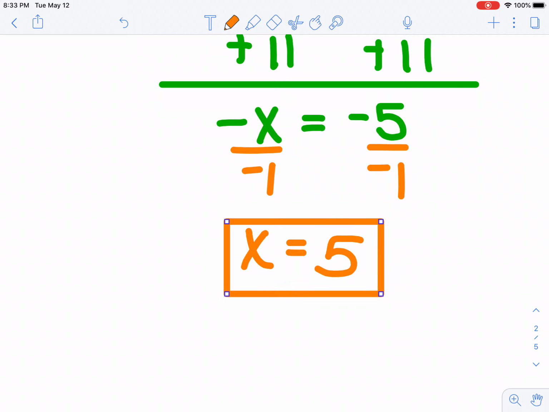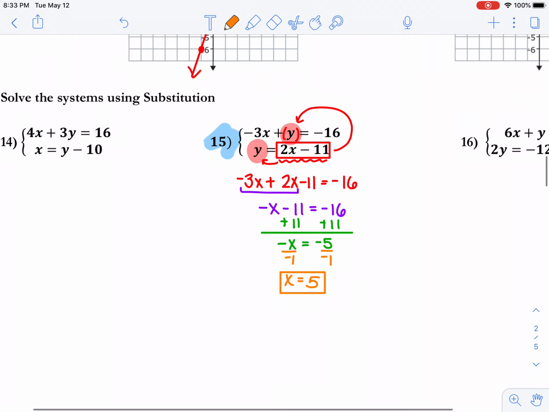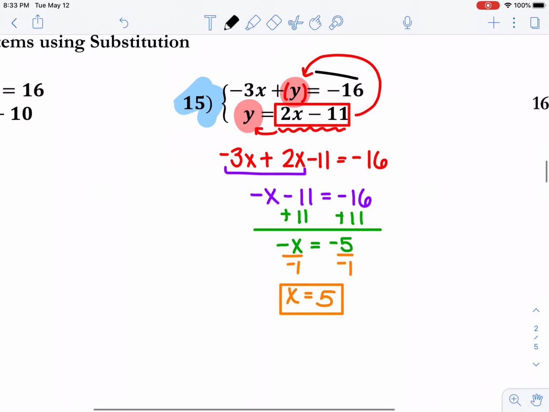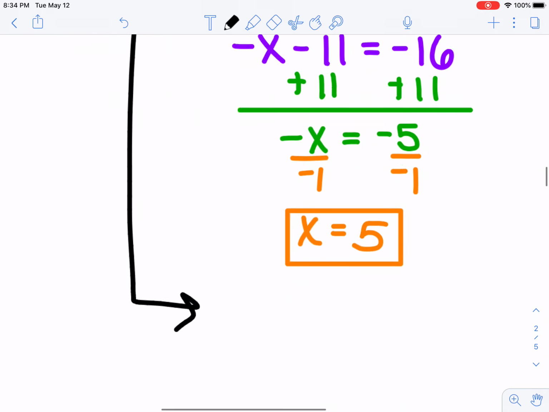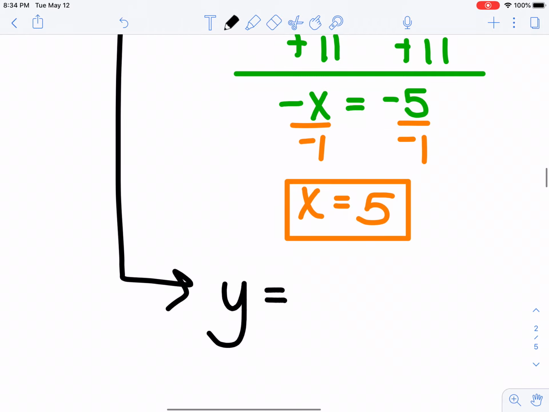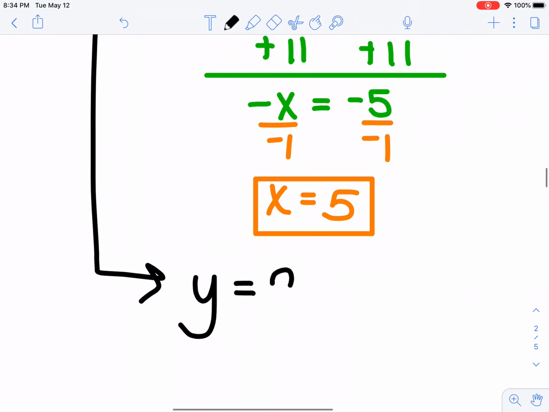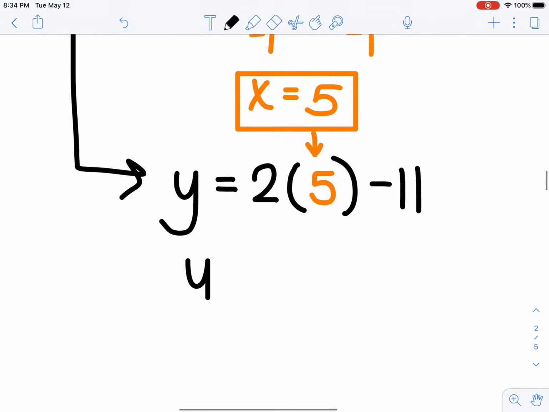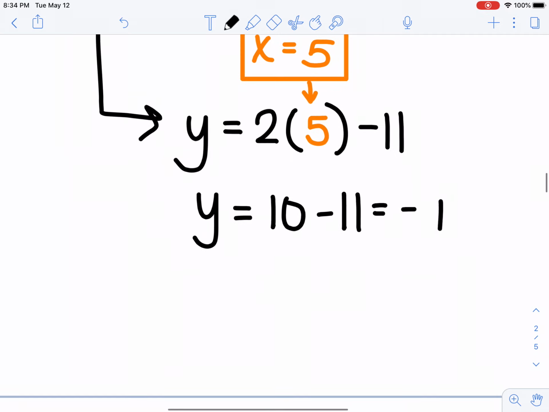Now I'm not done, because in a system of equations, I need to solve for x and I need to solve for y. So I get to pick either equation, the first or the second, and plug back in to find the other letter. I am going to choose the second equation. I think it'll be easier to plug into. It's 2x minus 11. Instead of x, I'm going to put in 5. Why? Because that's what x is equal to. Minus 11. So I get y equals 10 minus 11, which is negative 1.